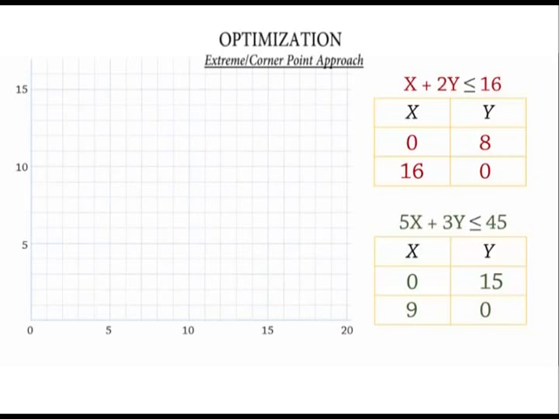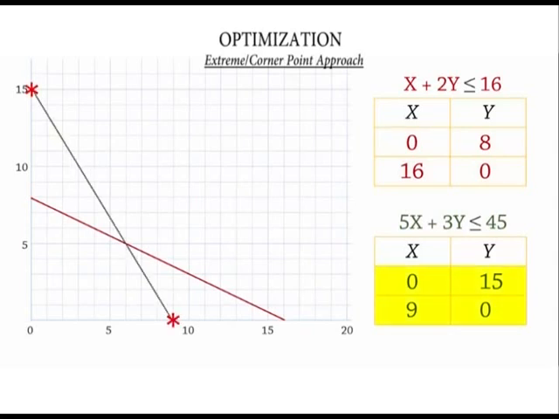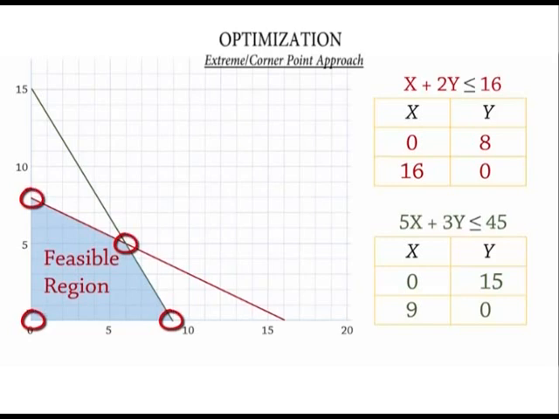Now, when drawing the graphs, you realize we stay in the first quadrant, where x and y are both positive because of the non-negativity constraints. For the first constraint, we have the points 0, 8, and 16, 0. That's the line. For the second constraint, we have the points 0, 15 and 9, 0, and that's the line. If you do the test points and shade off the unwanted region for each line, this will be the feasible region.